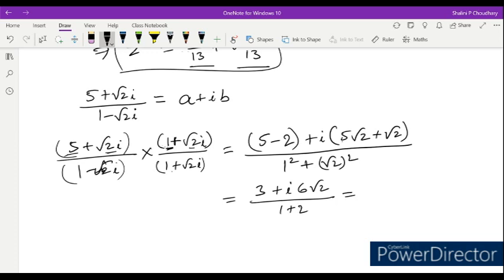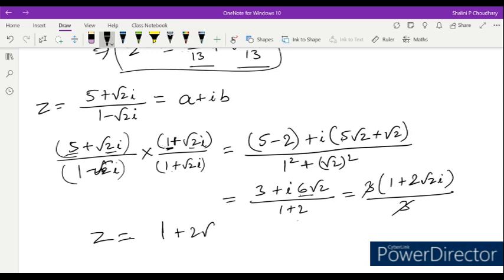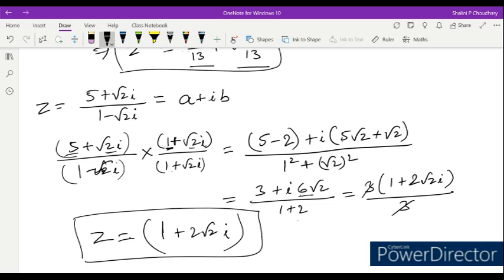So 3 we will take common, we'll get 1 plus 2 root 2 i, because यहाँ से 3 common लेंगे, we'll get 2 root 2 and i, okay, divided by 2 plus 1 will be 3. Cancel किया. So we can write, if this is equal to z, then z will be equal to 1 plus 2 root 2 i. This is in the form of a plus ib के term में, मतलब ये है, right? So यही हमें करना था.